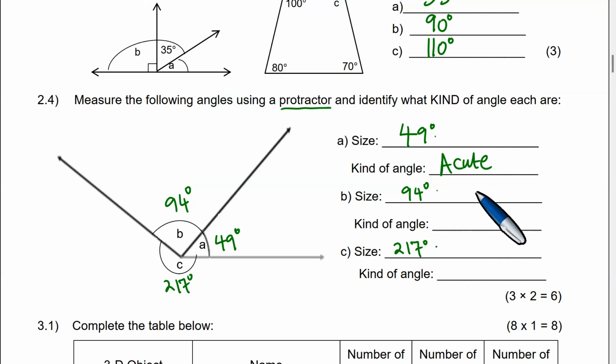94 degrees. What kind of angle is that one? An obtuse angle. It is called obtuse. C, what do you call that angle?